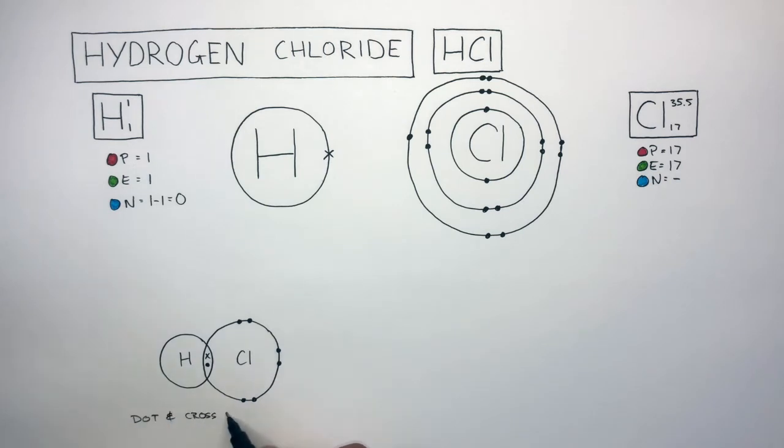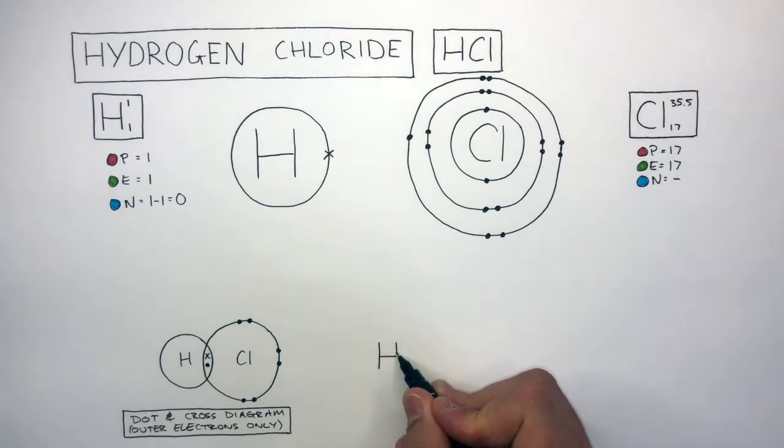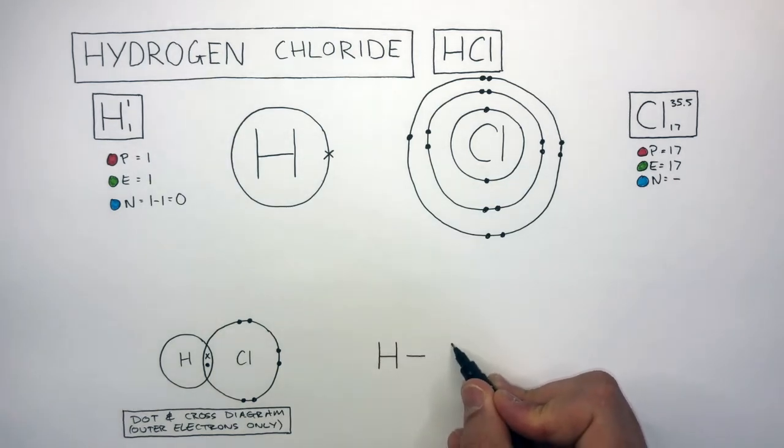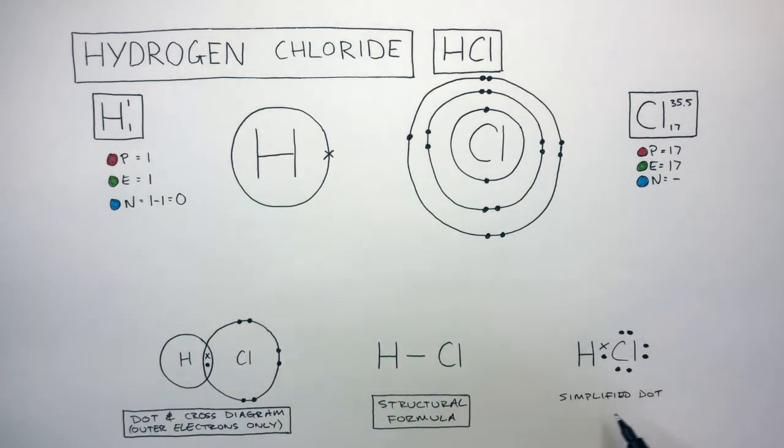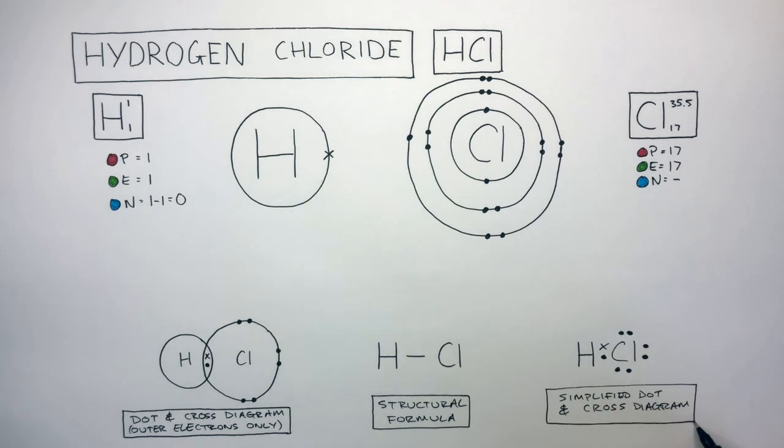This dot and cross diagram shows how hydrogen now has 2 electrons in its outer shell, and chlorine has 8 electrons in its outer shell because they are both sharing a pair of electrons to help them both achieve full outer shells of electrons. The single line shows how there is a single covalent bond between the hydrogen and chlorine atom. This is the structural formula, and this is the simplified dot and cross diagram.